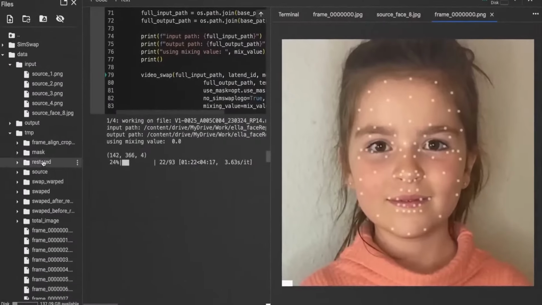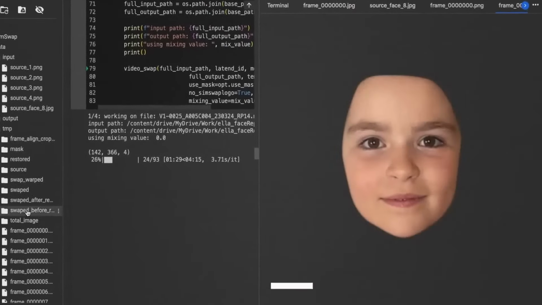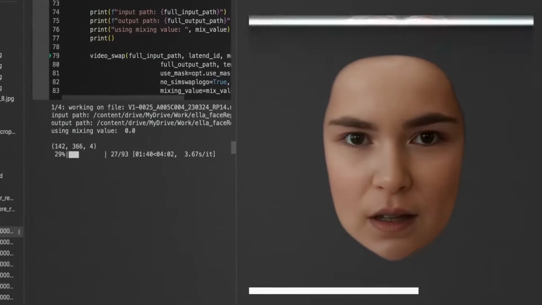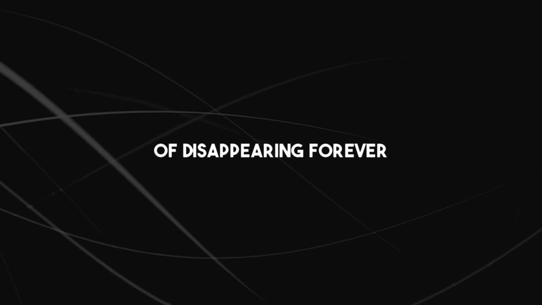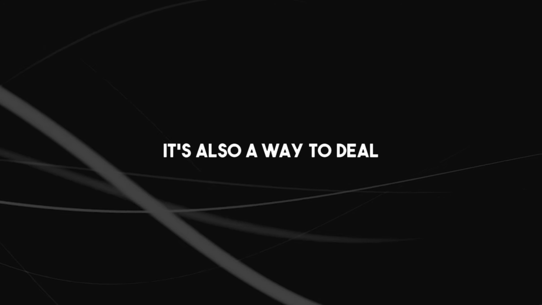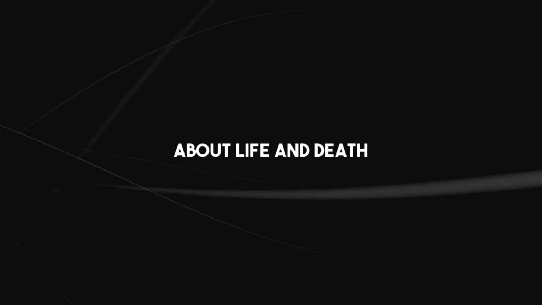By creating clones, individuals can make sure that what they know, what they're good at, and what they've done will stick around long after they're gone. This helps ease the worry of disappearing forever. Furthermore, clones can carry on the dreams, values, and goals of their originals. They can keep the essence of their creator's existence going. So cloning isn't just a cool technology, it's also a way to deal with the big questions about life and death.